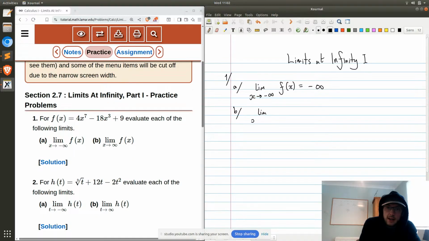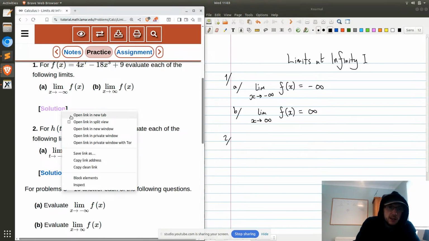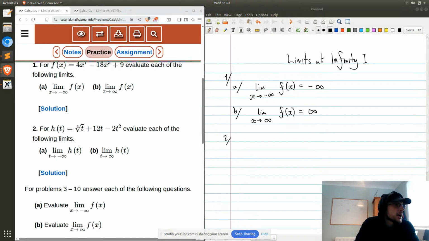On the other hand, if I were to make x closer and closer to positive infinity, then this would get closer and closer to positive infinity. And once again, it would overpower the cubic term and the constant term. And so there's the answer to that one, positive infinity. But we must check. Everything must be checked.